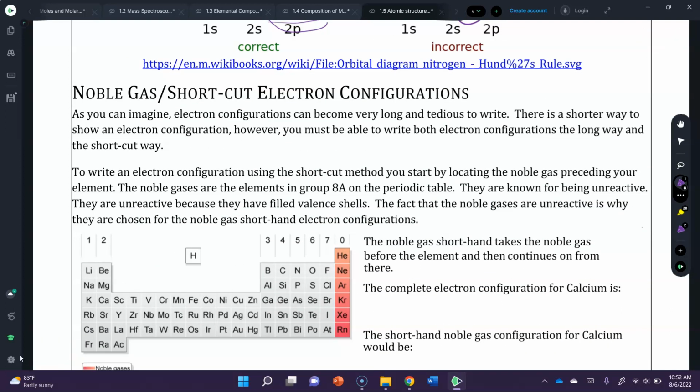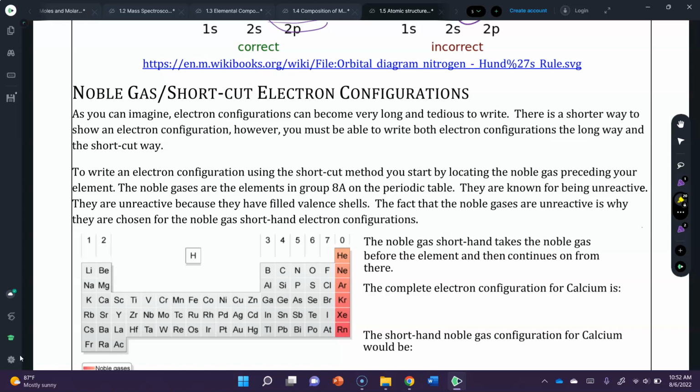Okay, noble gas or shortcut electron configurations. As you can imagine, electron configurations can become very long and tedious to write. There's a shorter way to show an electron configuration. However, you must be able to write both the electron configurations the long way and the short way. You have to be able to do both. You can't just cop out and do the short one.